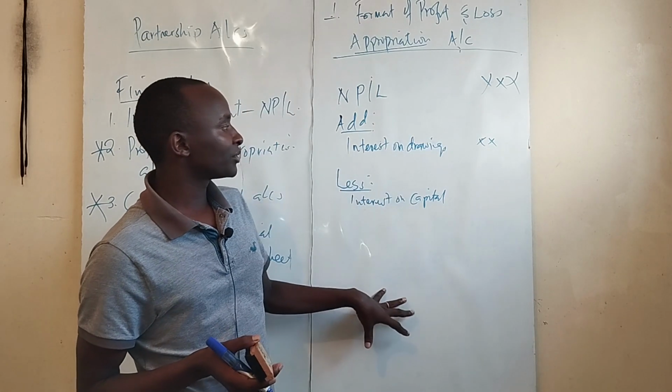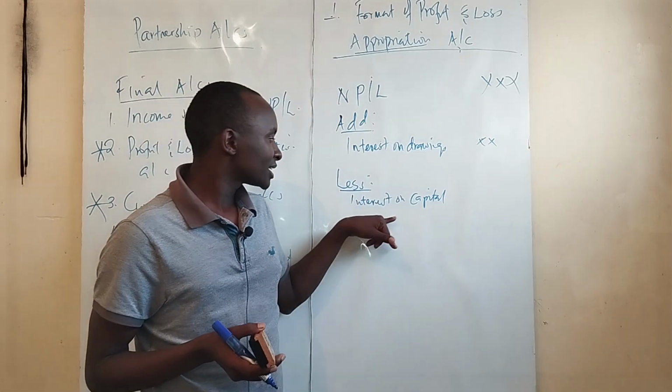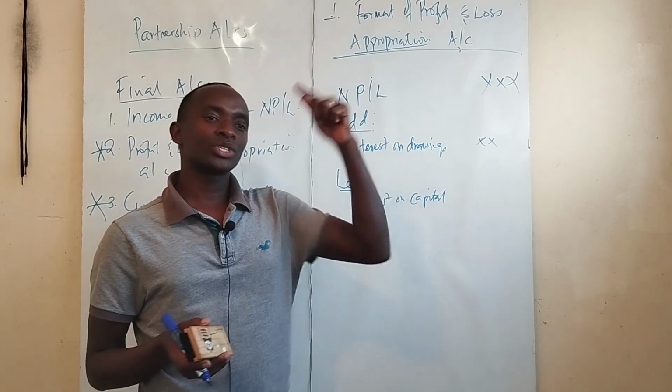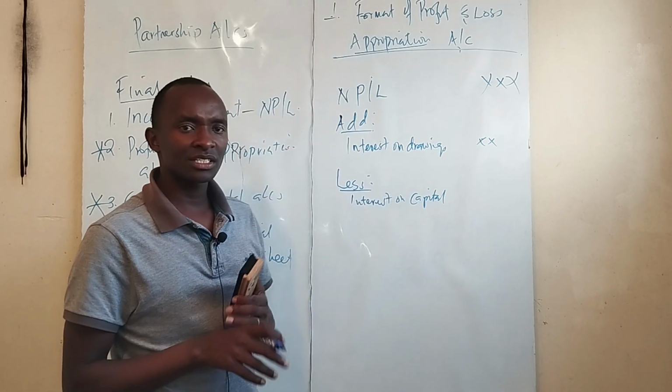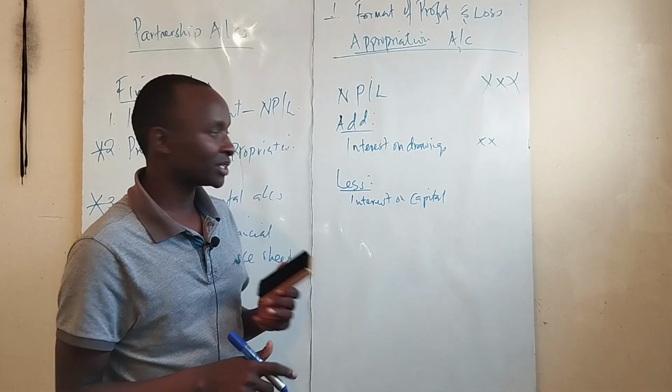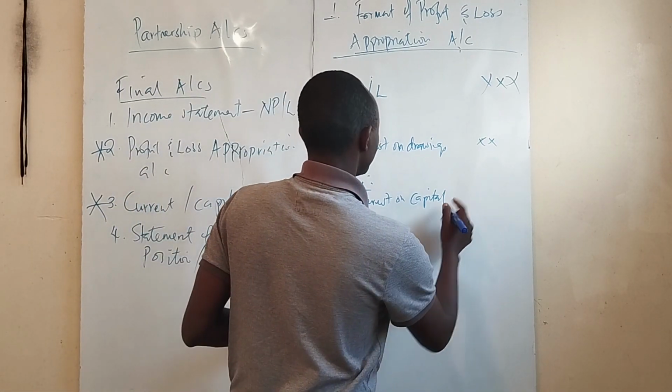So before sharing the residual profit, you must less the interest on capital, because it's a benefit to the partners and not to the partnership business. So that is why we are lessing.